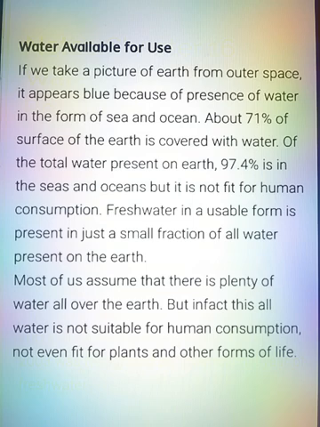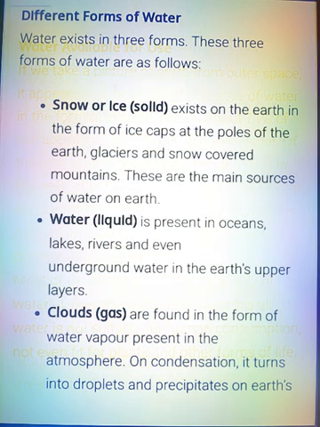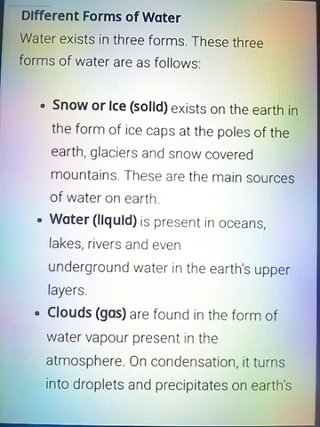Most of us assume that there is plenty of water all over the earth, but in fact, this water is not suitable for human consumption, not even fit for plants and other forms of life. Different forms of water. Water exists in three forms. These three forms of water are as follows.